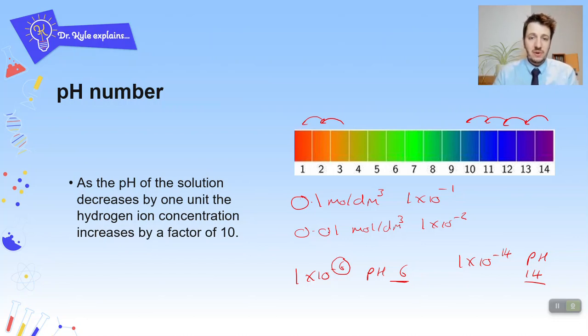So hopefully you followed that through. The key message here is whatever the number is at the top, that's the pH. So if it's minus 2, it's a pH of 2. If it's minus 1, it's a pH of 1.